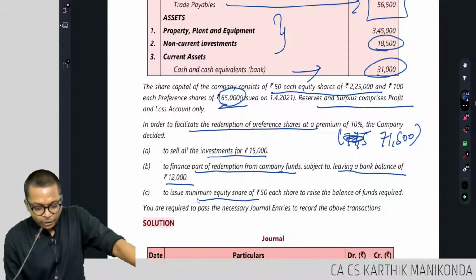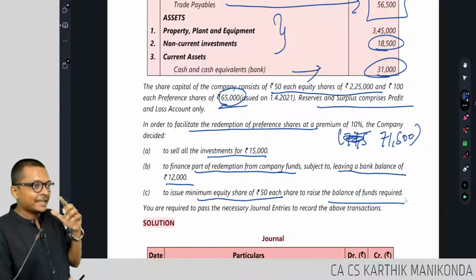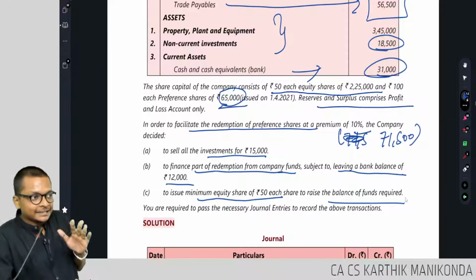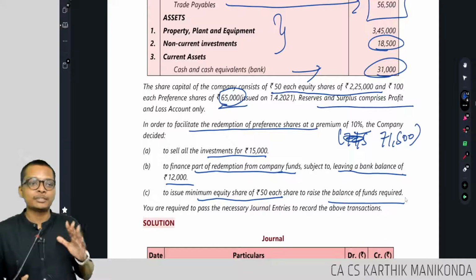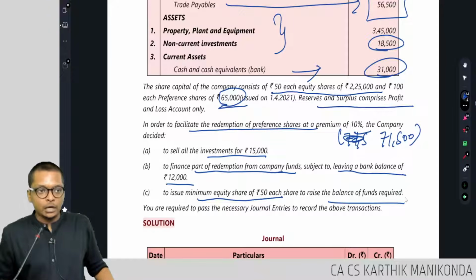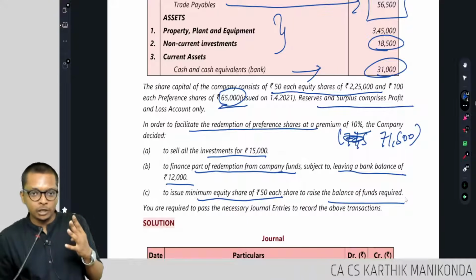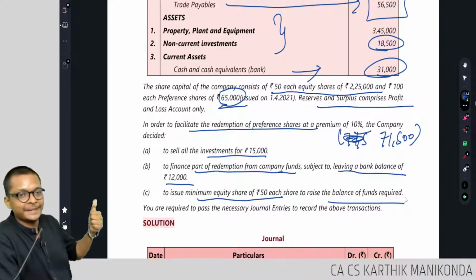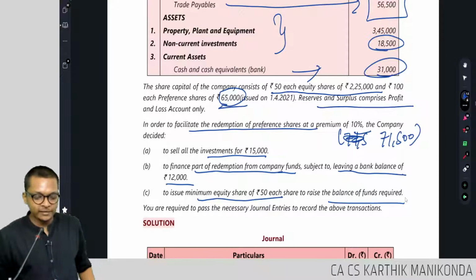To issue minimum equity shares of 50 to raise the balance funds required. Beautiful sum. In every sum, they tell us how much equity shares have to be issued. In this, I have to find out how much equity shares have to be issued. Proper, nice exam sum. Okay. Now, how many entries? Let's try. In this preference shares, all 4 entries will come. Yes, all 4 entries. Apart from that, how many extra entries we have? Sale of investment, 1 entry. Issuing equity shares, 1 entry. Totally 6 entries.